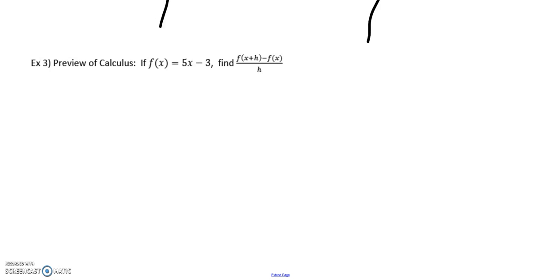Lastly, for this set of notes, we just have a slight preview of calculus, what we end up calling a difference quotient. We're going to start working with these as we go, but I want to go through just one example so that we can start using them in class. I have a function f of x, and I want to find f of x plus h minus f of x all over h. And one of the keys here to realize is h is a constant.